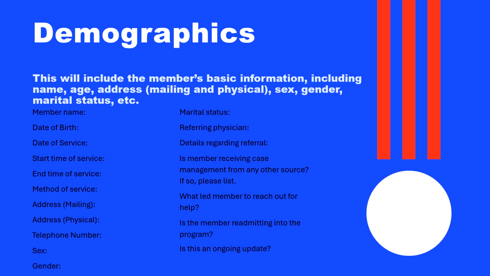Our first section is going to be demographics. This is basic information. Up until you get past marital status, there's the member name, the date of birth, the date of service, the start time and the end time, the method of service, which will be like your face-to-face, etc. Their physical and mailing addresses, telephone number, their sex, their gender, and marital status. Then you'll have their referring physician, the details regarding that referral.